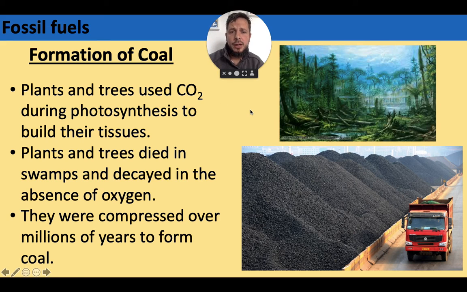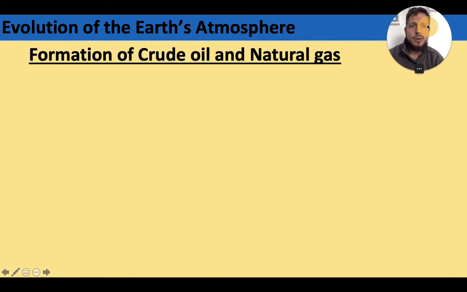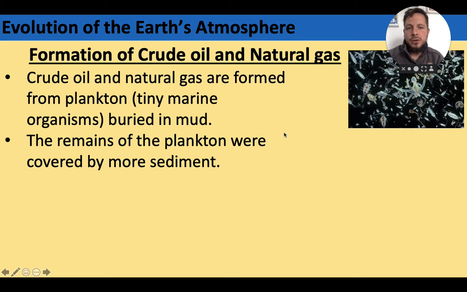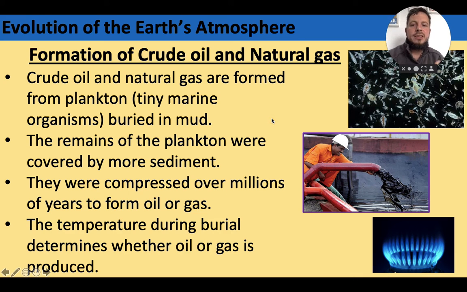Now, the other fossil fuels are oil and gas. Now, they form in a slightly different way. Instead of being formed from plant material, they are formed from marine organisms, in particular plankton. So crude oil and natural gas form when plankton are buried in mud, and the remains of these plankton are covered in lots more sediment. Now, as they're compressed over millions and millions of years, they turn into oil or gas, and the temperature at which they are compressed determines whether they form oil or whether they form gas.